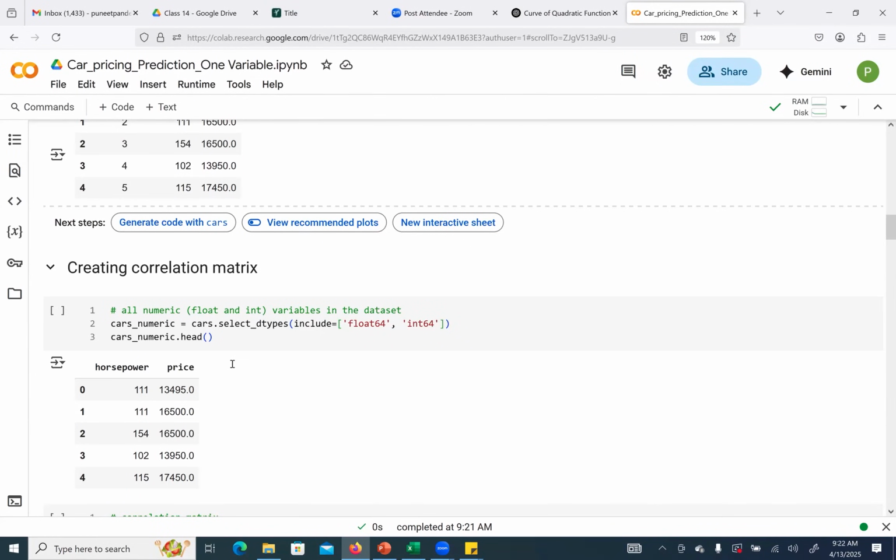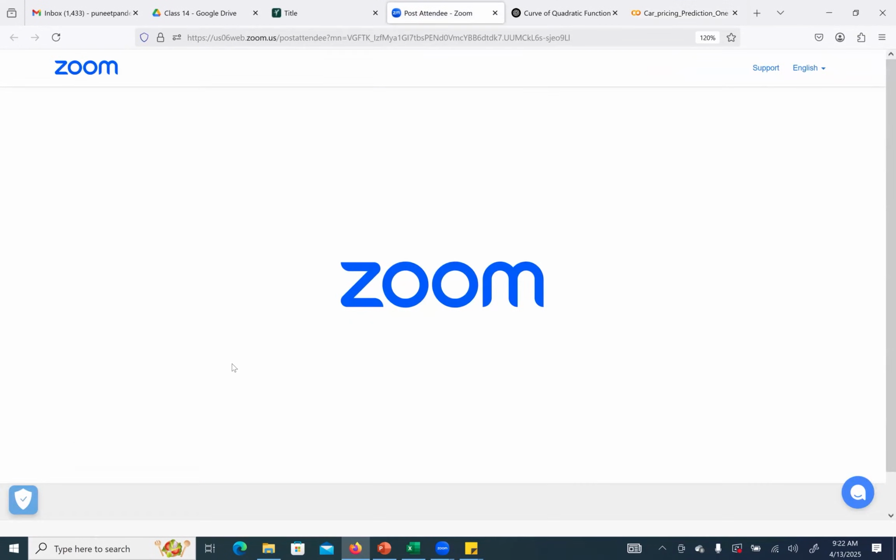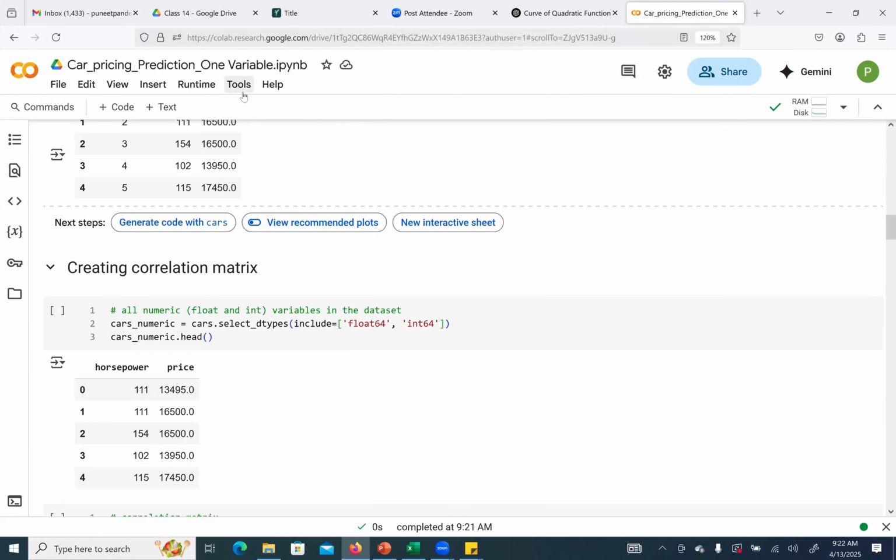Actually, correlation tells me whether two variables are linearly related or not, and that's exactly what we are doing in linear regression. We are checking whether the variables are linearly related or not. So correlation is going to be a very important metric here, because what correlation does and what linear regression does is more or less the same thing.